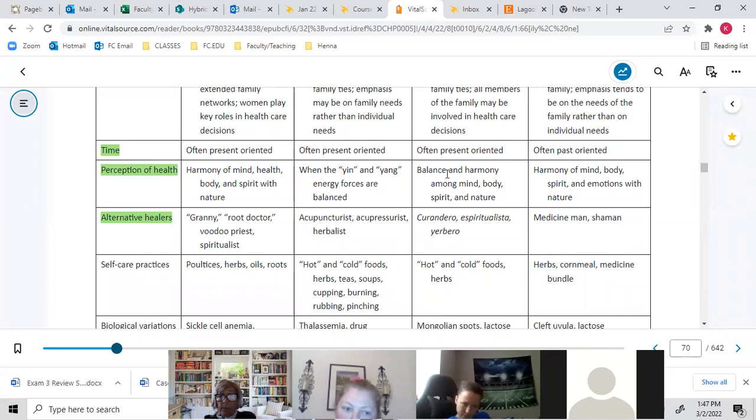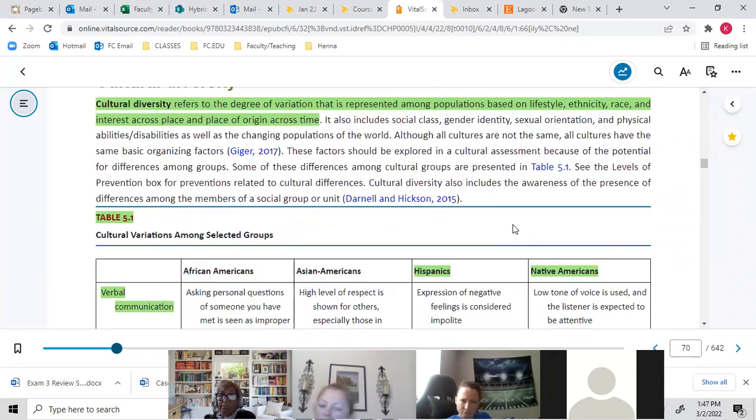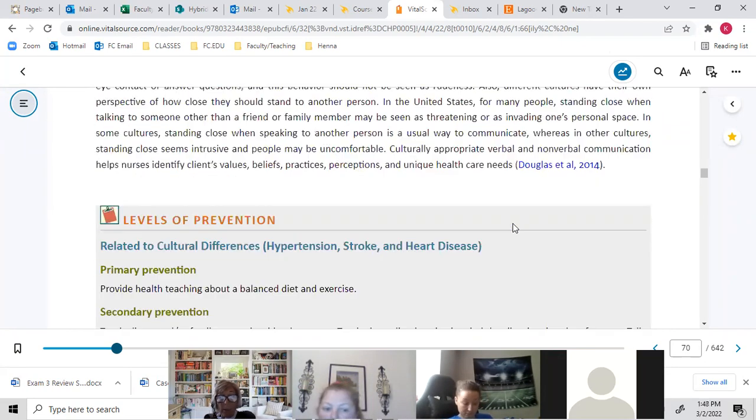Perception of health, right? Hispanic, balance and harmony among mind, body, spirit, and nature. And then with the Native American, you add in the emotions. So anyway, I'd like you to be familiar with that.